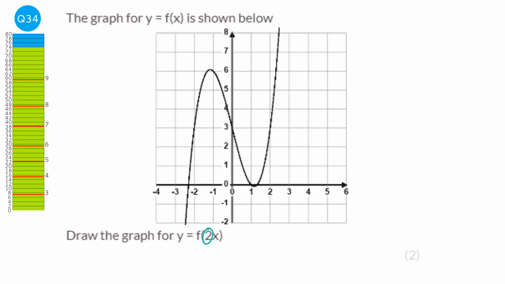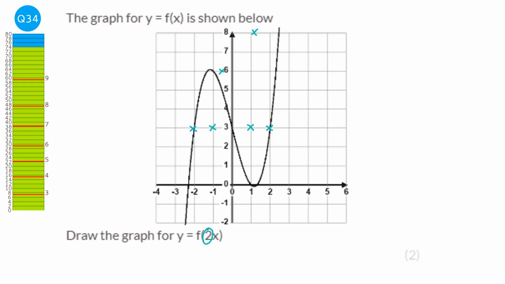When we have a times 2 inside the function, so it's 2x, it actually does the inverse to the x coordinate. So it actually divides all the x coordinates by 2. So if we see this coordinate here, which is what, 2, 3, that will now become 1, 3 on our graph. Okay, and this one here is at minus 2, 3, that will be minus 1, 3. And similar to all of these points, so we're just dividing each of the coordinates by 2. We're halving each of the coordinates.